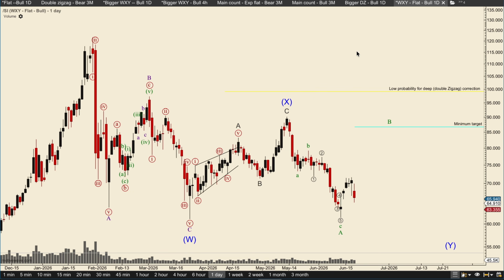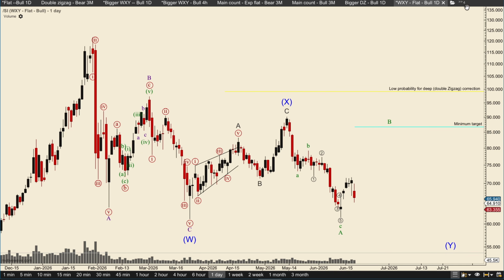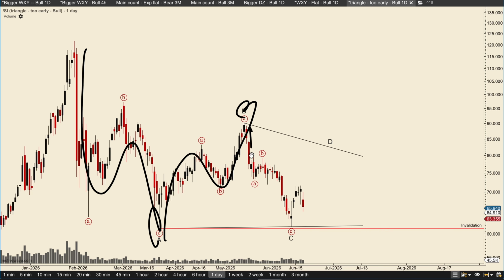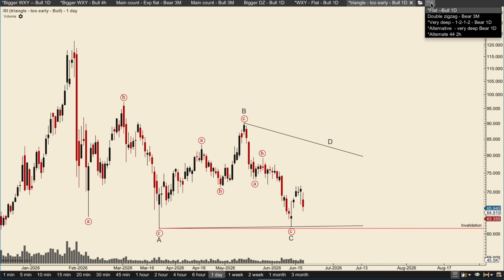The alternative is counting this as an ABC W, ABC X, and then we have ABC in a wave Y, a flat, and then we move up. The other alternative is counting this as a triangle, ABC, A, B, C, D, E, and then we move up.